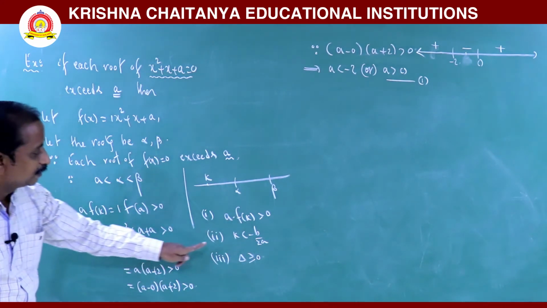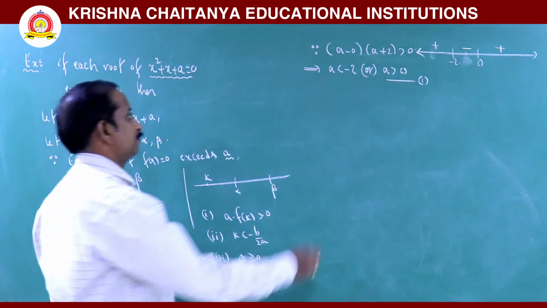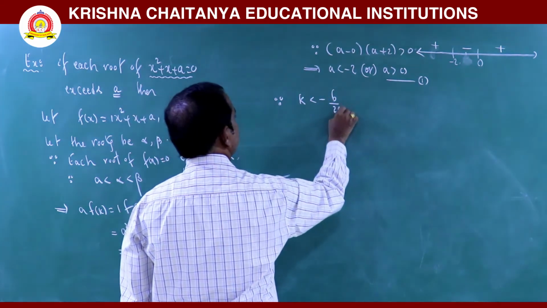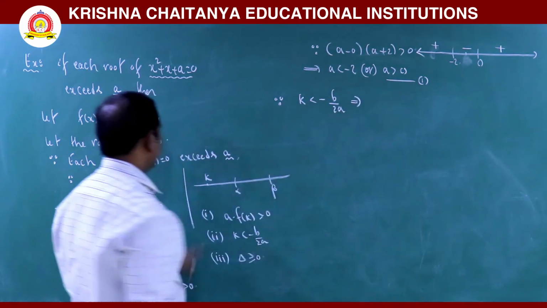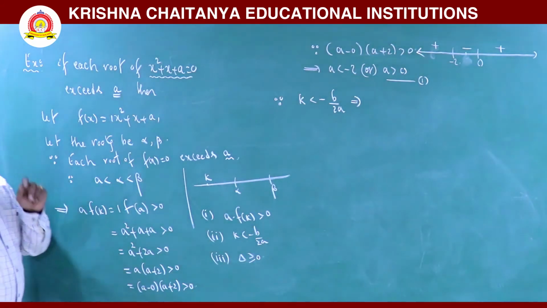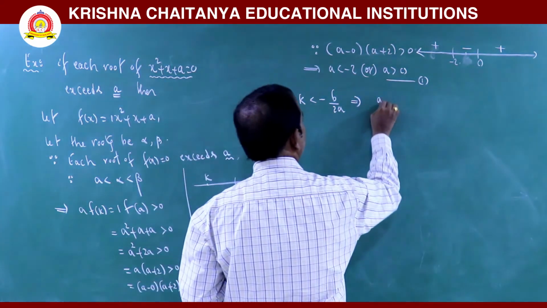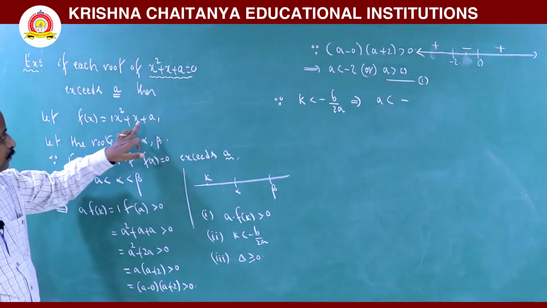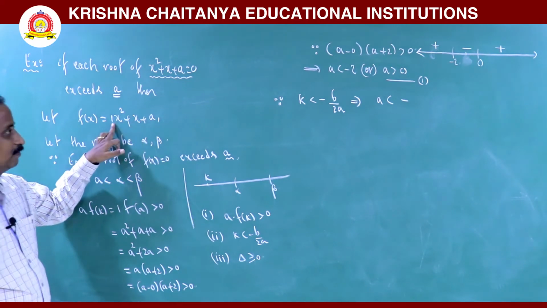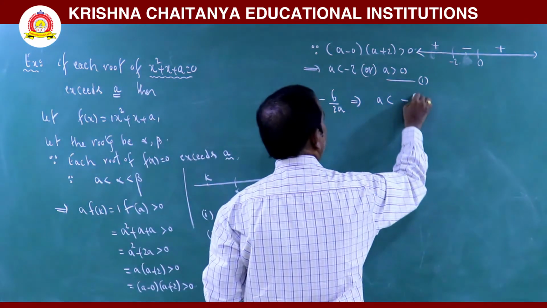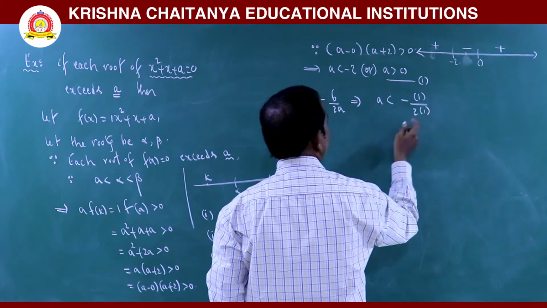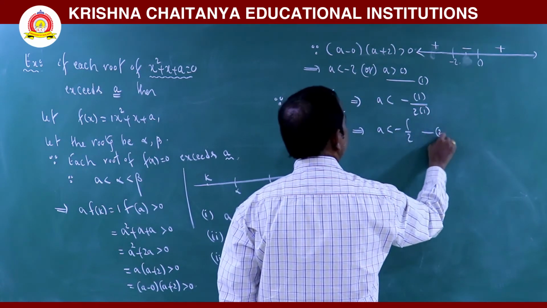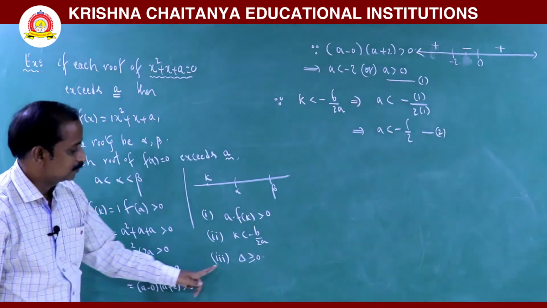Now, come to the second condition, k less than minus b by 2a. That means what is k here? K is nothing but a. So, therefore, a is less than minus b by 2a. For the given quadratic equation, the b value is 1 and the a value is 1. So, therefore, 1 divided by 2 into 1. So, a is less than minus 1 by 2. Consider that as the second. Now, come to the third case.